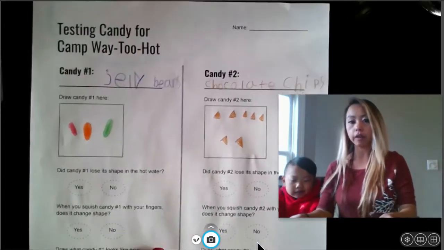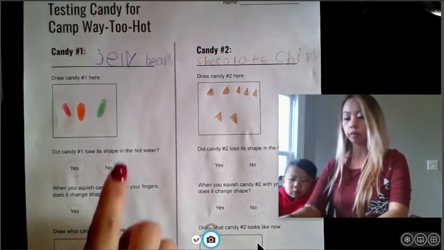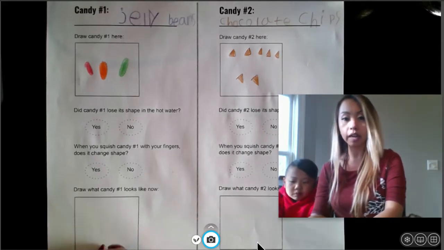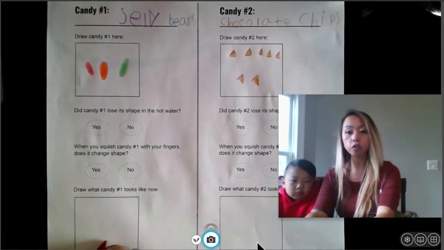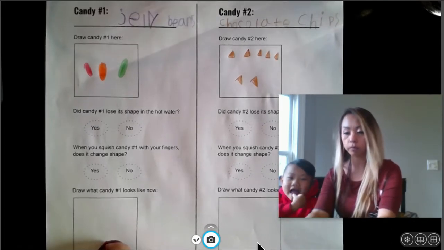Now we're going to start looking at what we are going to be doing. So Ashton already has his candy drawn out. And the first thing we're going to look at is we are going to put the candy pieces in hot water. We're going to put it in hot water for 2 minutes, and we are going to see what happens to the candy pieces, okay? So we have our little container. I'm going to pour some hot water in there, and we're going to have Ashton put in first the jelly beans. Put it in there. Nope, the whole bag, baby.